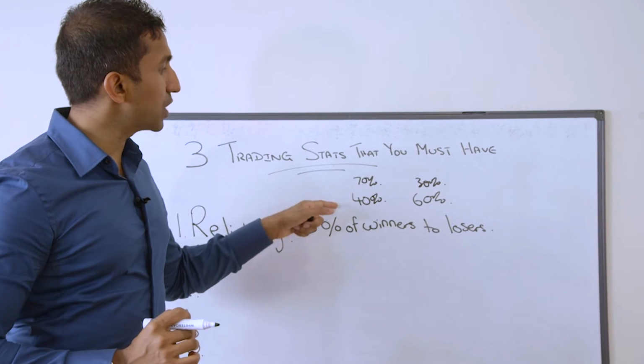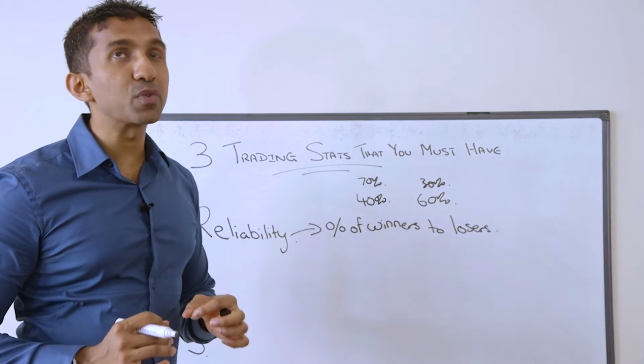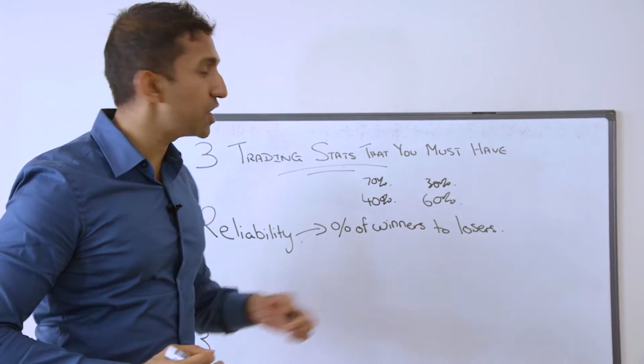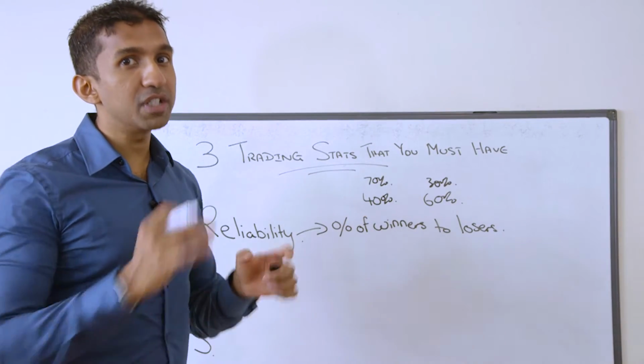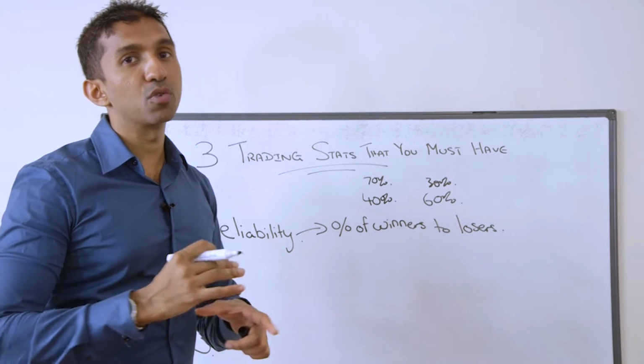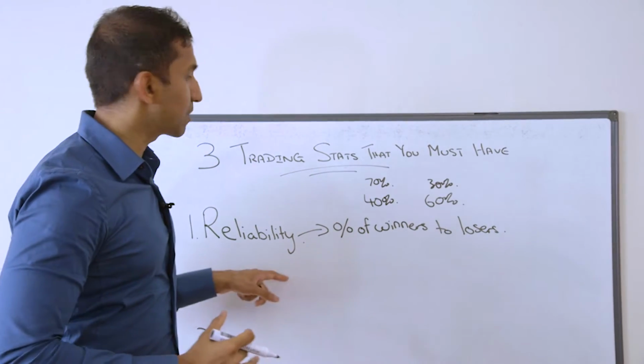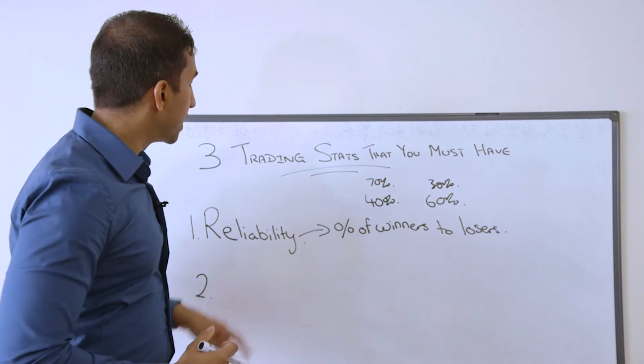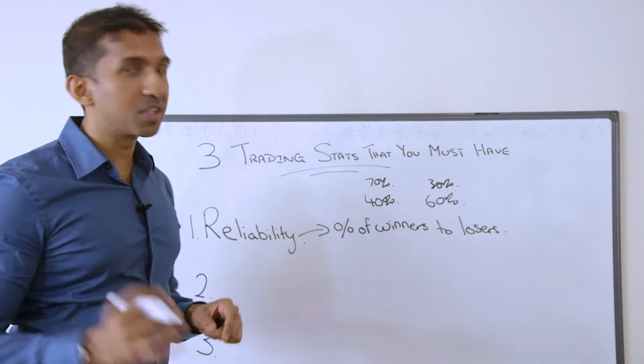Usually when you are swing traders, looking for low frequency, high profitability strategies, the reliability usually reduces because each trade is looking at giving you a higher profit. I'm going to explain that as we come along into the second point. So the first stat you need to look at is the reliability of your strategy.